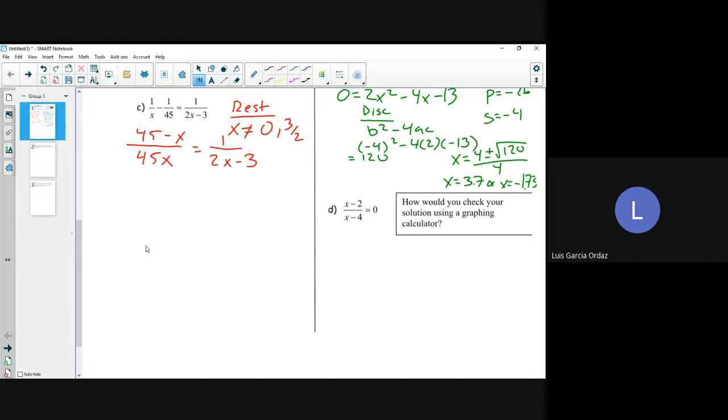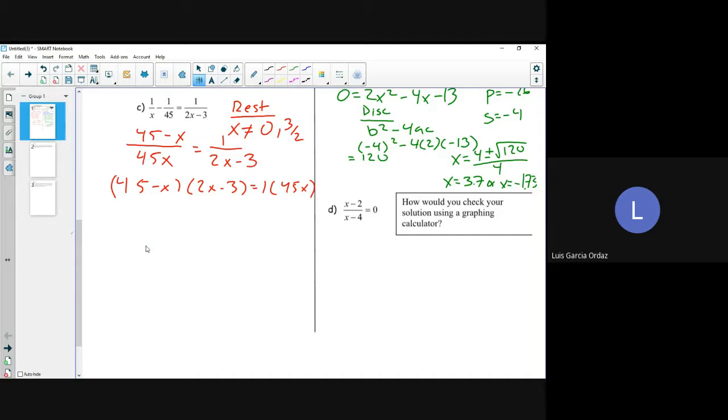So our next step is going to be cross multiply, like we did before. So you get 45 minus x times 2x minus 3 is equal to 1 times 45x. So I think my brain isn't working. How'd you do the minus x up there?